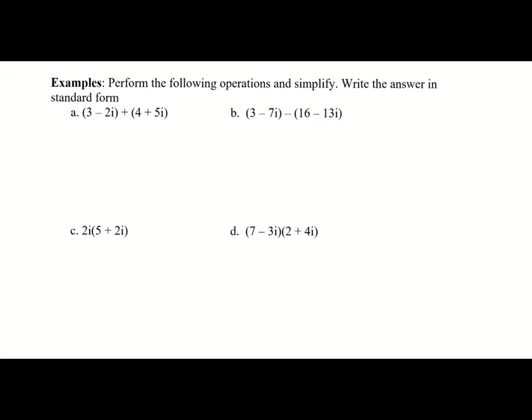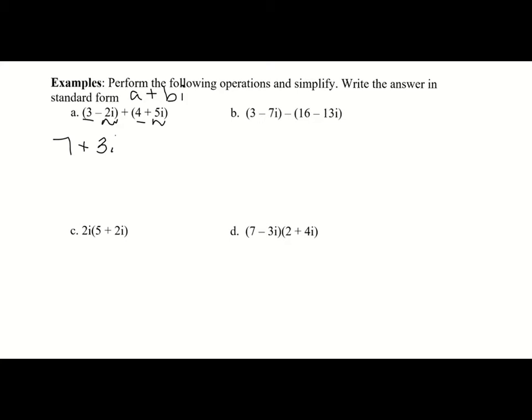Okay, so now we're going to perform the following operations and simplify and write our answer in standard form, which means standard form for this is going to be the a plus bi form. So the first one, we are adding two binomials. Now, again, with addition and subtraction, you want to add like terms. So I'm going to add my real numbers together, my 3 and my 4, and that will give me 7. And then add my imaginary numbers. So -2i plus +5i will give me +3i. And that's done. We can't do anything else with it.